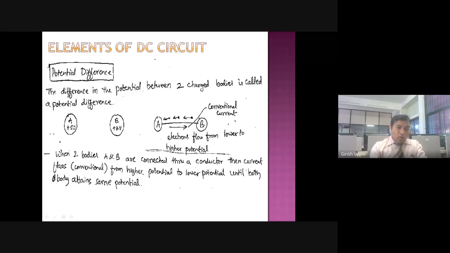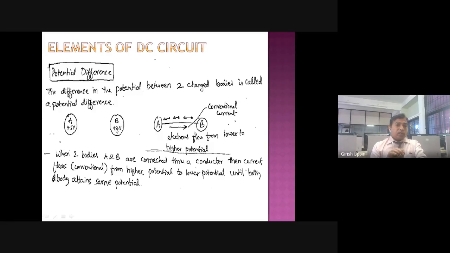How long will it flow? As long as these two reach the same potential. What would that potential be? Initially this would be 5 volt. When you connect, the charges will start flowing to B until this becomes 4 volt. It will reduce from 5 to 4 volt and this will increase from 3 to 4 volt. That is when the current will stop flowing from electric body A to electric body B.